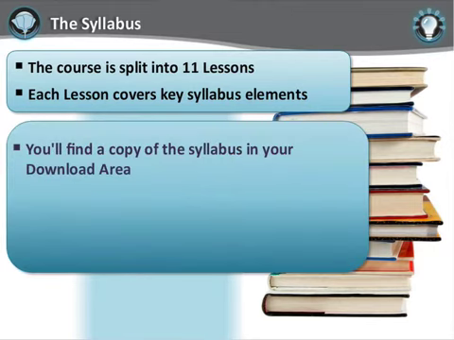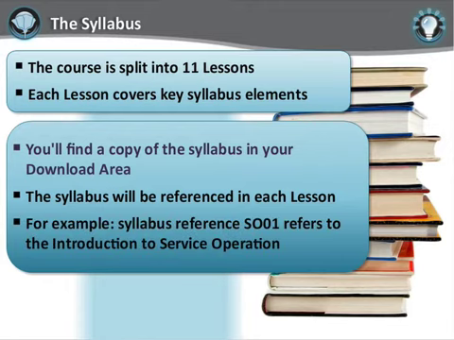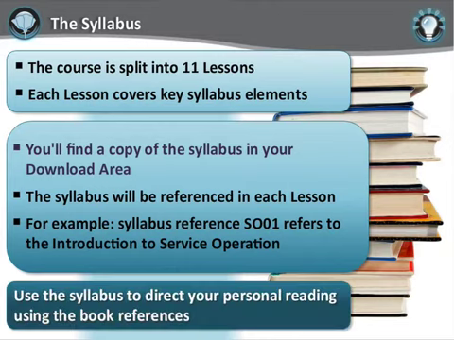You'll find a copy of the course syllabus in your download area, and you'll see references to the syllabus numbering system as you progress through the core lessons. For example, if you see syllabus reference SO01, you know it's referring to the first part of the syllabus, the Introduction to Service Operation. The syllabus document also refers to specific sections of the service operation core volume, easily directing you to the relevant section of the text.